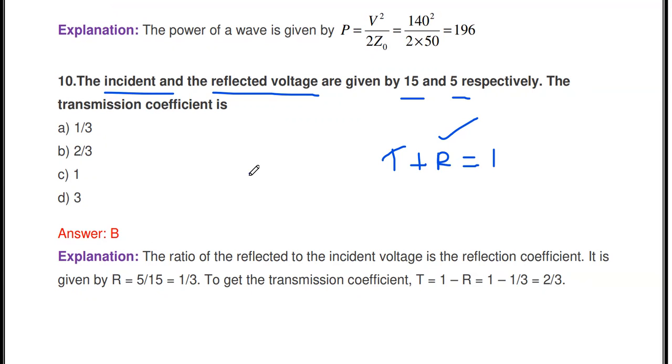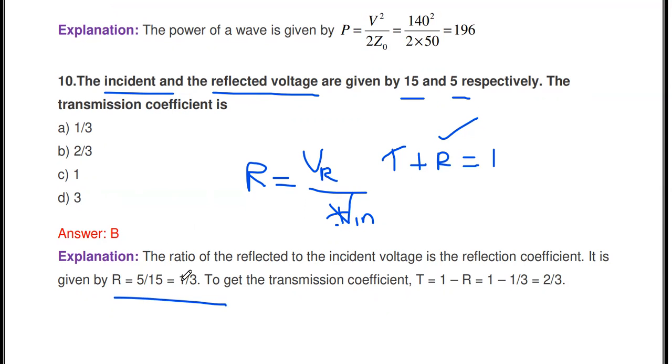What is meant by reflection coefficient? The reflection coefficient is the ratio of reflected voltage divided by the incident voltage. The reflected voltage divided by the incident voltage is called the reflection coefficient. So 5 divided by 15. Incident voltage means the signal from the sender. Reflected voltage means after reaching the receiver, some part of the wave is reflected back to the sender. It is called the reflected voltage.